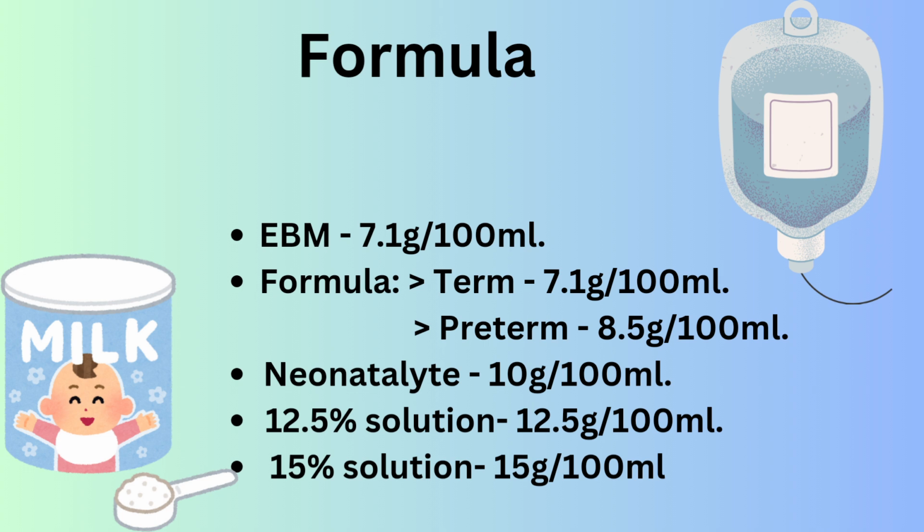But if you have a preterm neonate who is on a preterm formula like a prenan, those tend to be sweeter than formulas for term babies. So there's usually 8.5 grams per 100 ml. If your neonate is strictly on neonatalite, neonatalite is a 10% solution. So it means in that solution, there is 10 grams per 100 ml. In a 12.5% solution, there is 12.5 grams per 100 ml. In a 15% solution, there is 15 grams per 100 ml.